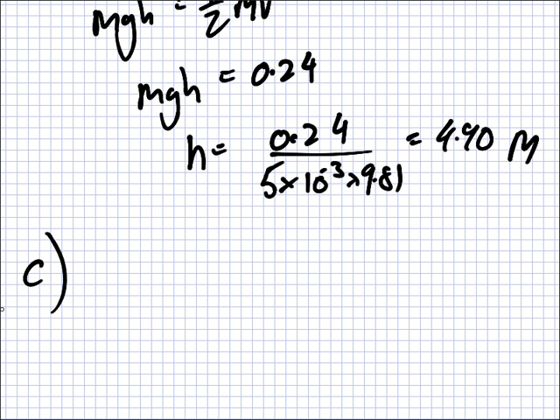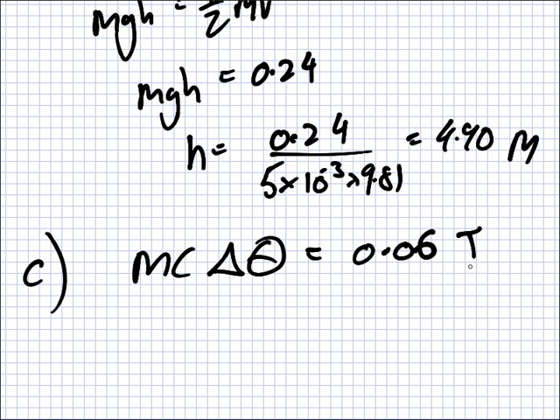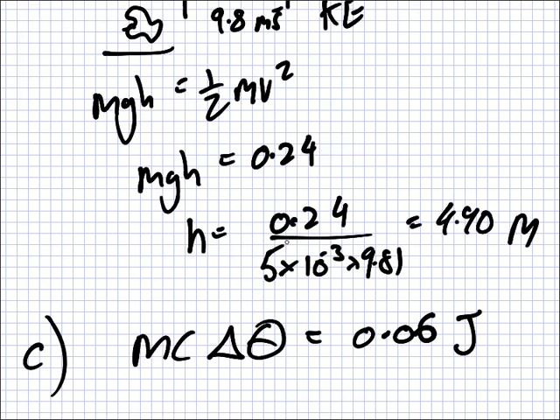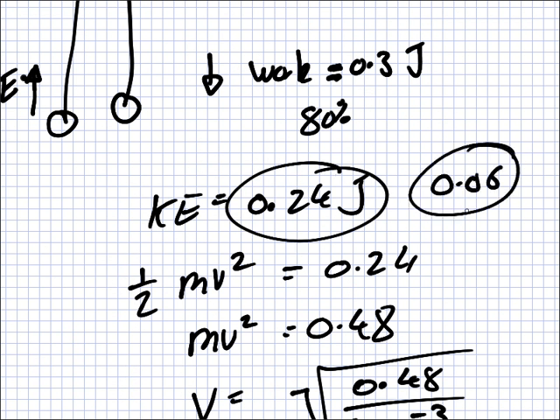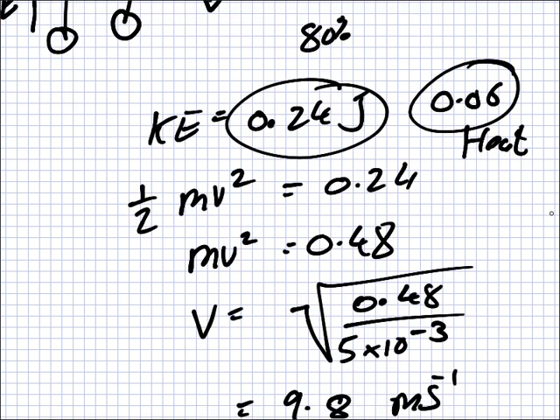Continuing. The 20% missing energy went towards heat. What is the change in temperature? Okay, so that's just mc delta theta equals 0.06 joules, is that right? Because they're saying that, remember we said it's 80% efficient, so the 0.06 went into becoming heat. 20%? Yeah, 20%.